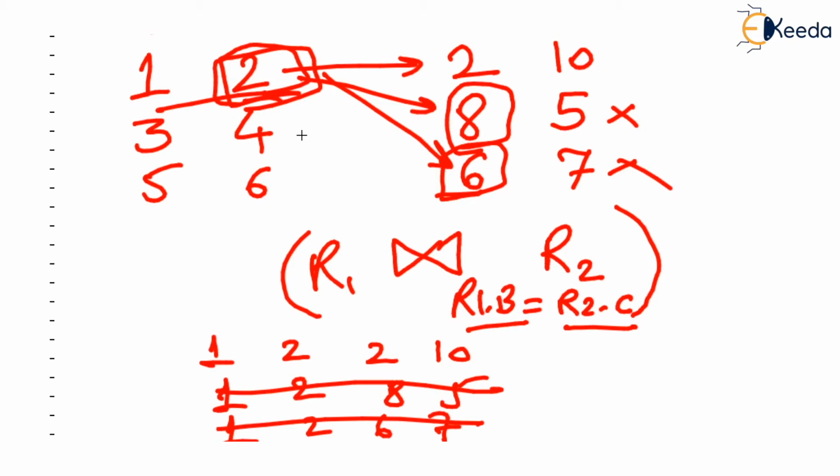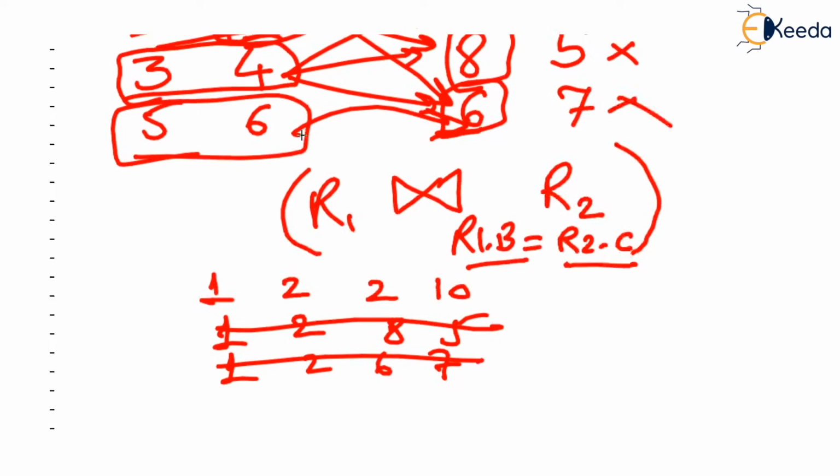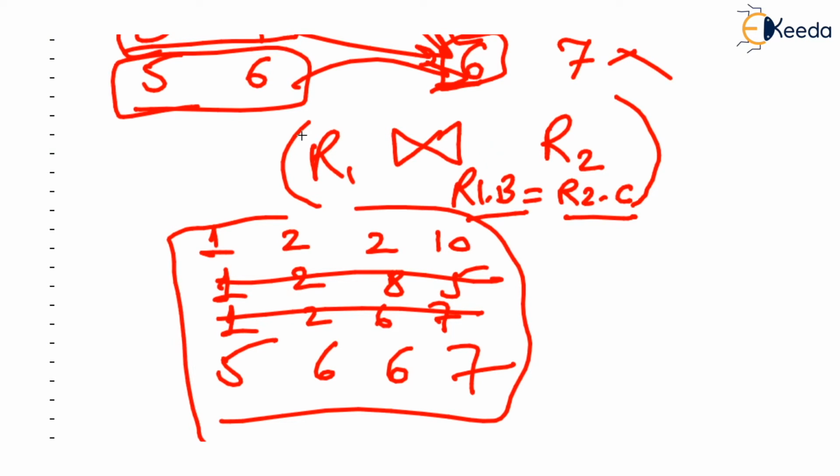Please try to understand. And then what about 3, 4? 3, 4 is also joined with 2, 10, 8, 5 and 6, 7, but nowhere is a match found. Nowhere does B match C. That means this row 3, 4 won't be shown at all in the result. What about 5, 6? Yes, it matches with this 6 of R2. So there will be a row shown, 5, 6, 6, 7. So that's inner join. These two rows will be shown.